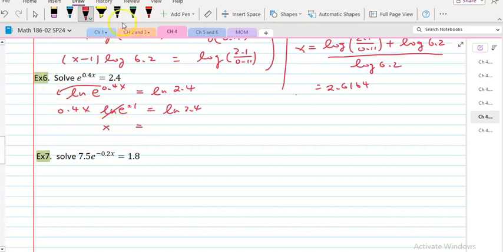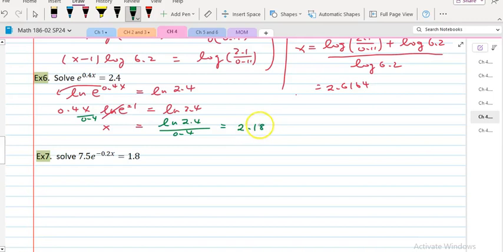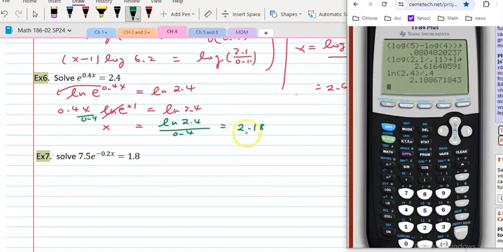Now you have 0.4x equal to ln 2.4, so you only need to divide by 0.4. So that's ln 2.4 divided by 0.4. I have to close the parenthesis after ln 2.4 first, otherwise I'm dividing inside, which is not what I want. So the answer is 2.1887.